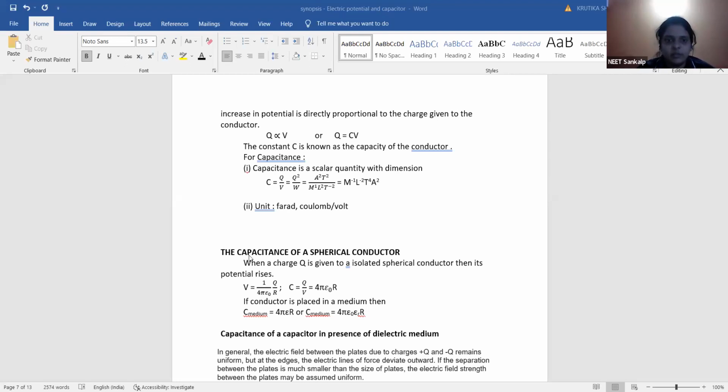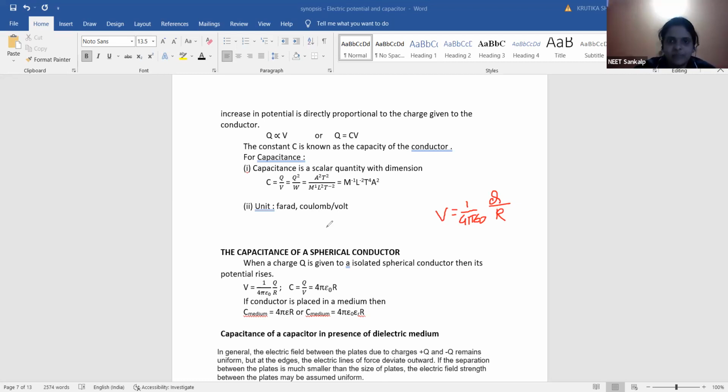First, note the capacitance of a spherical conductor. For a spherical conductor, the expression for the potential is V is equal to 1 upon 4 pi epsilon naught, Q divided by R. So this is our potential value. This is the basic expression for our capacitance, which is equal to Q divided by V.